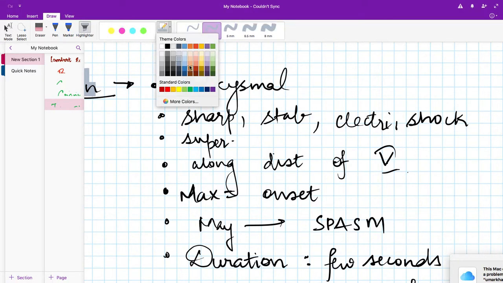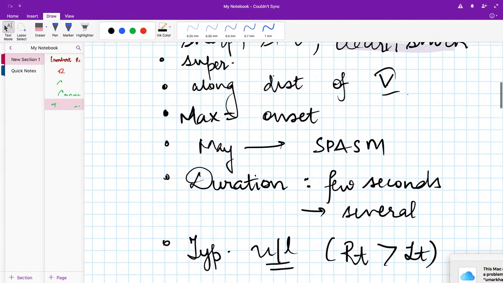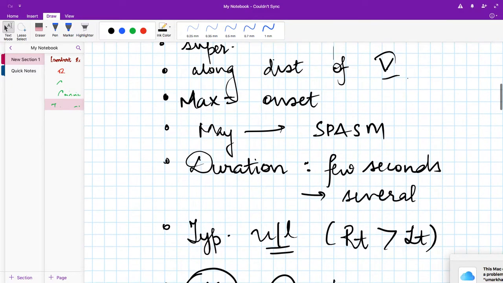Now the characteristic of pain is very important. It is a sharp stabbing pain. Sometimes also said to be like the pain of an electric shock. It's a superficial pain. It does not mean a very deep or muscular pain. A very superficial pain along the distribution of the fifth nerve, most commonly the fifth nerve.